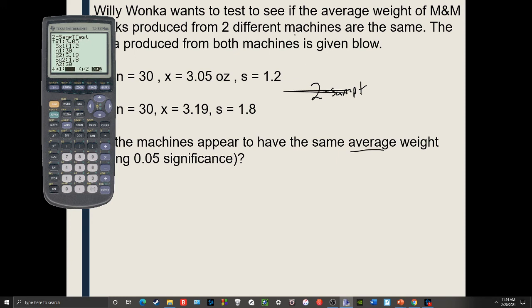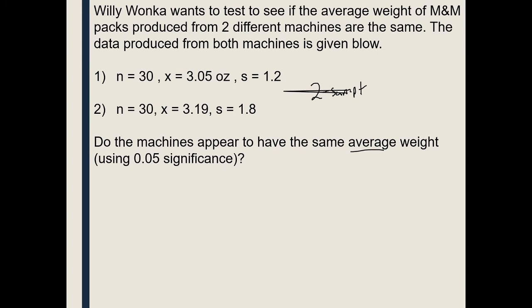It says that we're testing to see if two different machines are the same, if they produce the same quality of M&M packs. So my H0 is that the averages are the same, which is actually my claim as well. I'm claiming that everything's the same, so this is my claim. And then my H1 is that the averages are not the same.